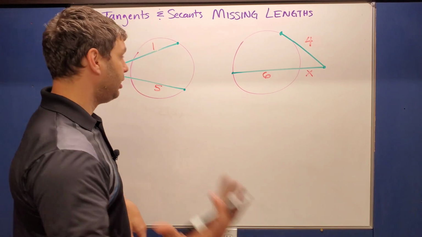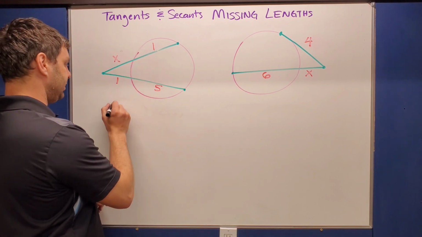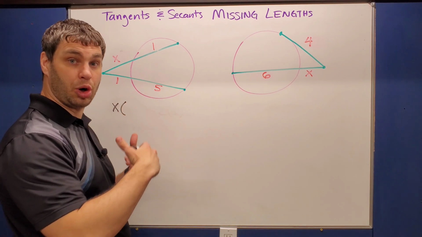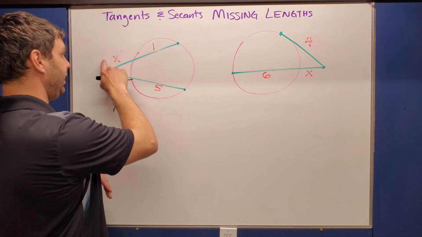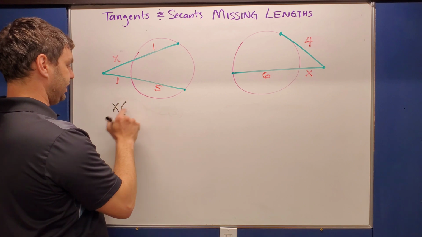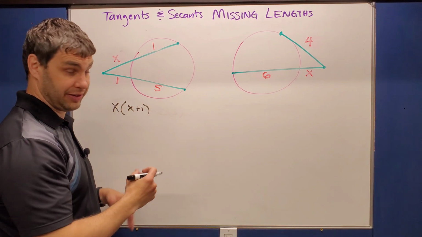If we have two secant segments, like in this first circle, we're going to take the outside part x and multiply it into the whole thing in that same secant segment. So the whole thing, we have to add those together, x plus 1. So x times x plus 1. Again, it's the external times the whole, if you want to think of it that way.